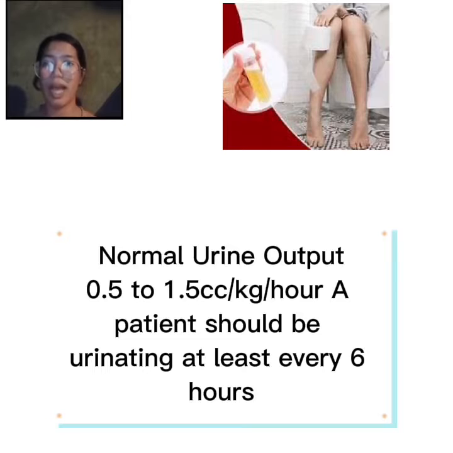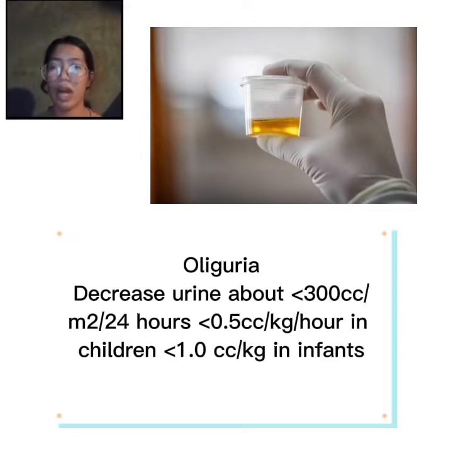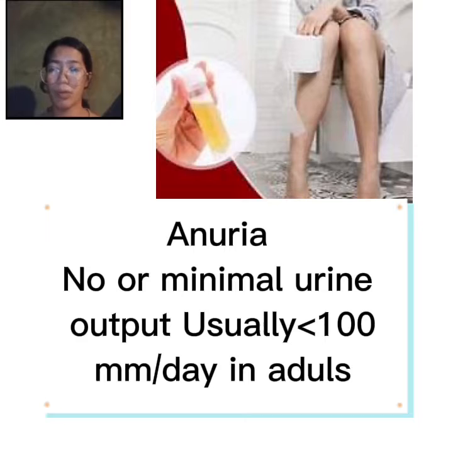Normal urine output is 0.5 to 1.5 cubic centimeters per kilogram per hour. A patient should be urinating at least every 6 hours. In oliguria, decreased urine output is 300 cubic centimeters per square meter in 24 hours. In children, it is 0.5 cubic centimeters per kilogram per hour. In infants, 1.0 cubic centimeter per kilogram per hour. Usually, 500 cubic centimeters per day in adults. In anuria, no or minimal urine output is usually 100 ml per day in adults.